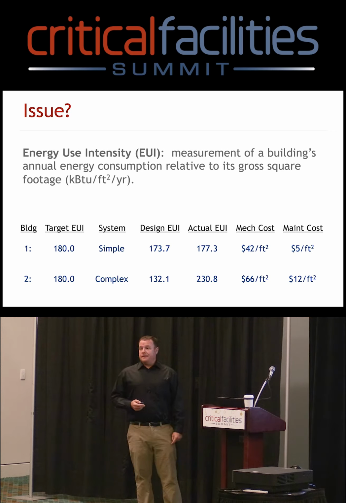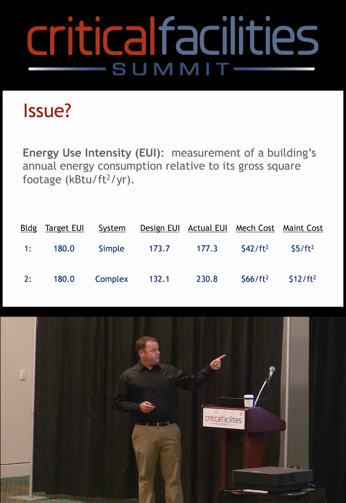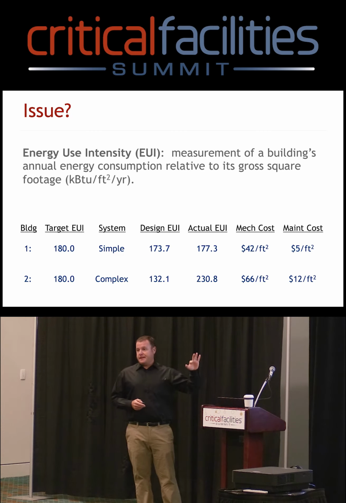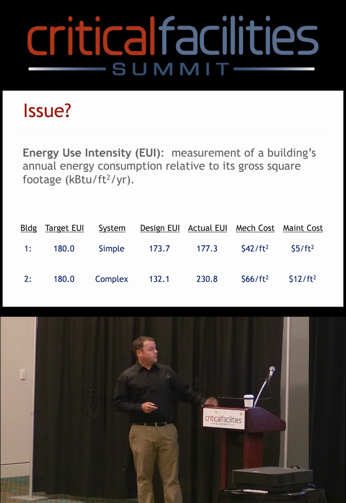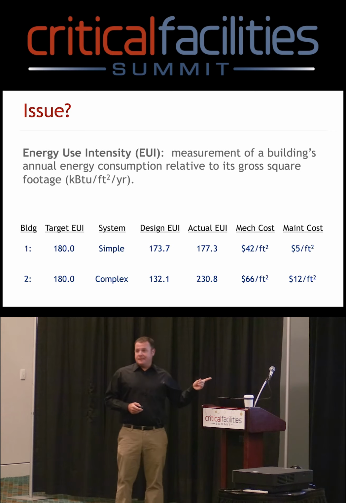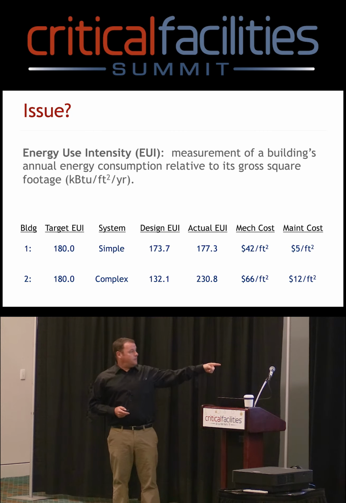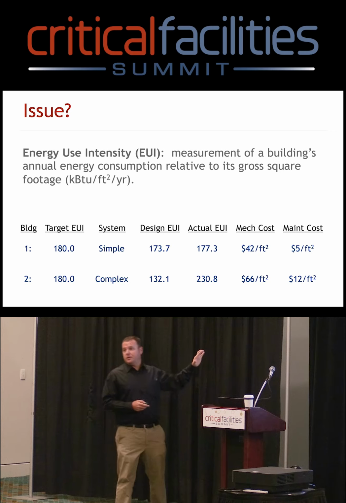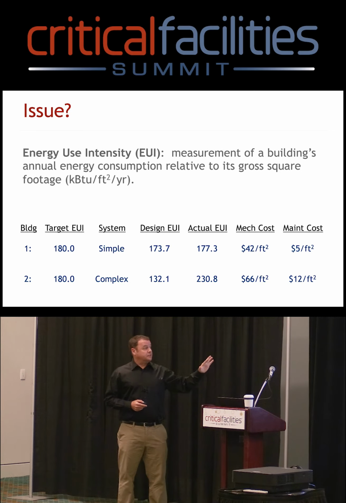we determined that the EUI for building 1 with a simple HVAC mechanical system is 173 kBTUs per square foot per year. The complex system, we have an awesome 132. I say awesome because it's relative to this type of facility.